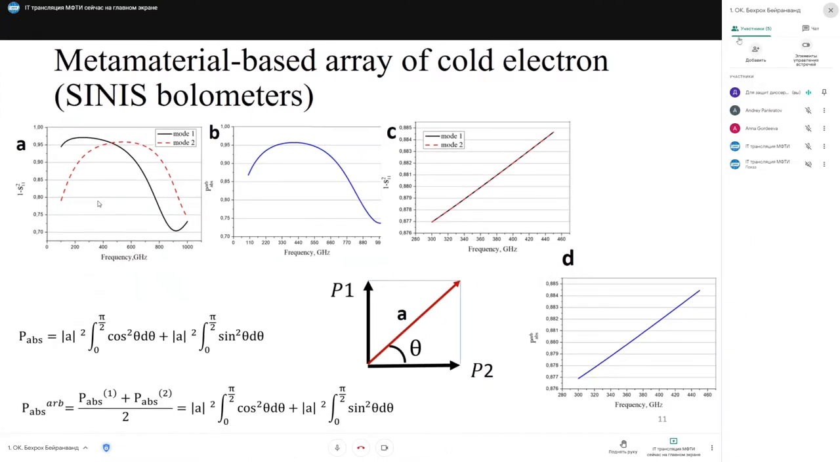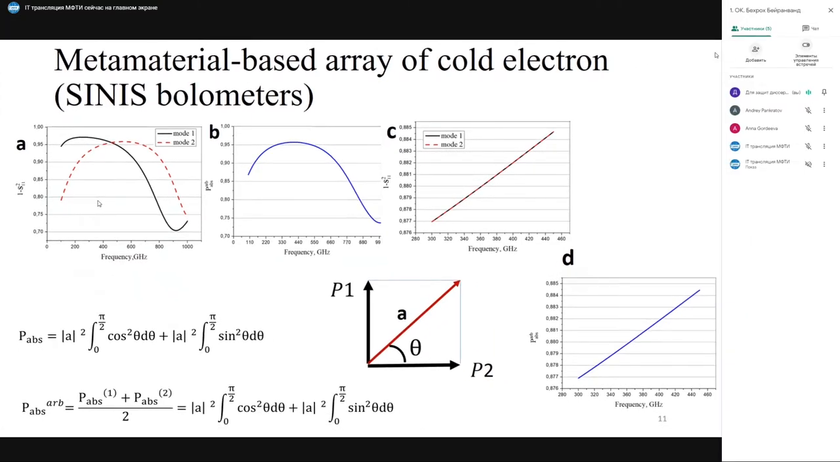This difference and the shift in absorption for both modes is due to the silicon dioxide that we have under the horizontal wire. And the arbitrary absorption shows us the maximum absorption from around 100 to 1 terahertz absorption bandwidth. For the second picture, as you see in figure C and figure D, we have separately for mode 1 and mode 2 the same absorption, and the arbitrary absorption is also the same because we can see it's symmetric.